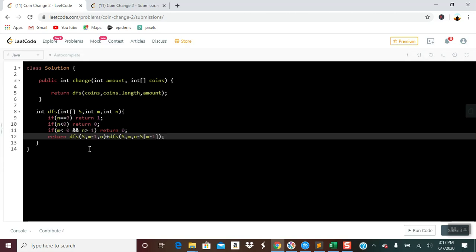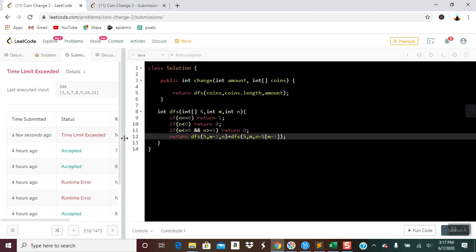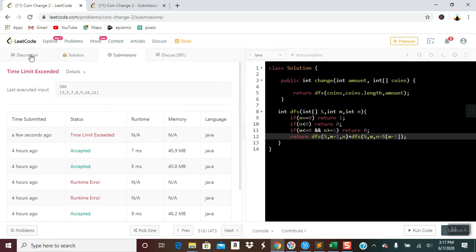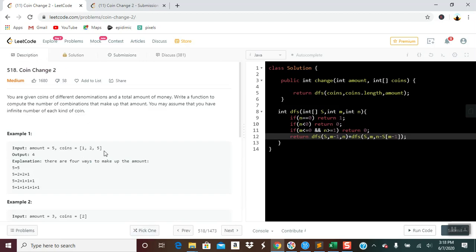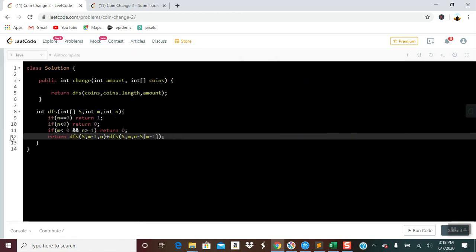What you are checking is, let's say you have a set 1 2 5. You check all the cases of 1 without including 2 and 5, and with including 2 and 5, all the cases. So let's look at the dynamic programming solution now.